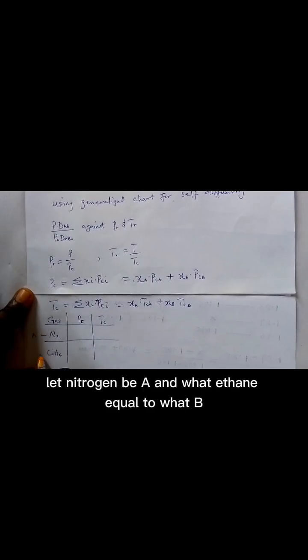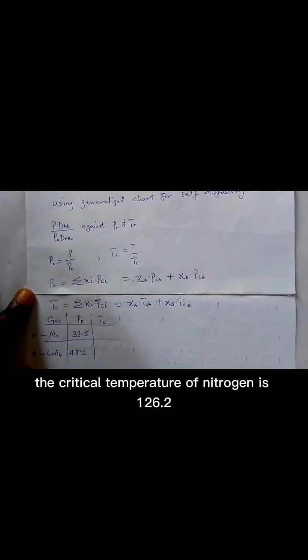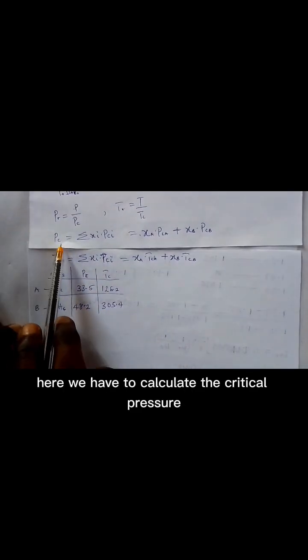Let nitrogen be A and ethane be B. The critical pressure of nitrogen is 33.5 and the critical pressure of ethane is 48.2. The critical temperature of nitrogen is 126.2, while the critical temperature of ethane is 305.4. From here we have to calculate the critical pressure and the critical temperature of the mixture.